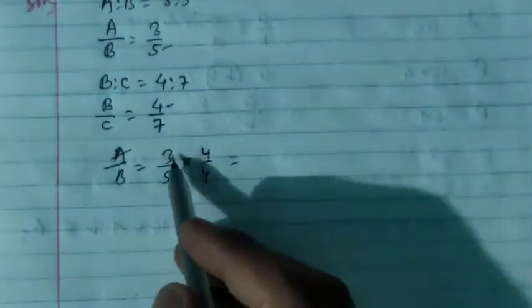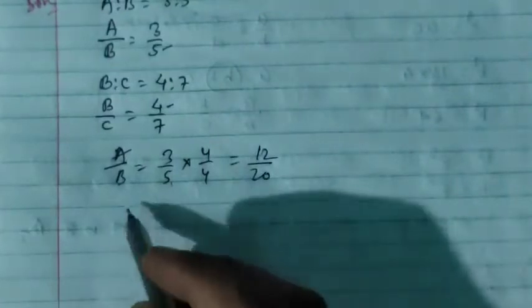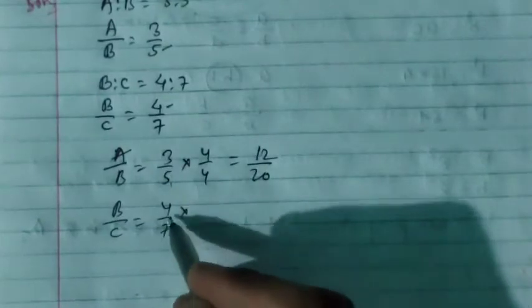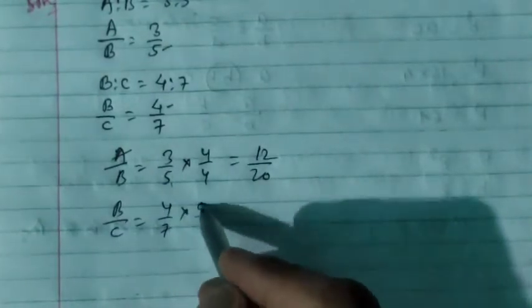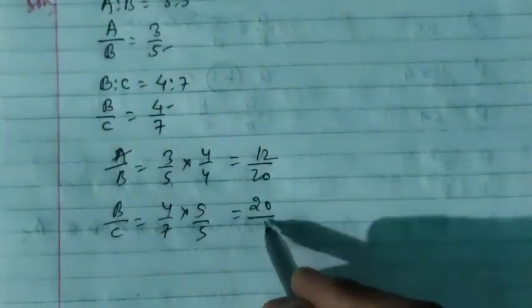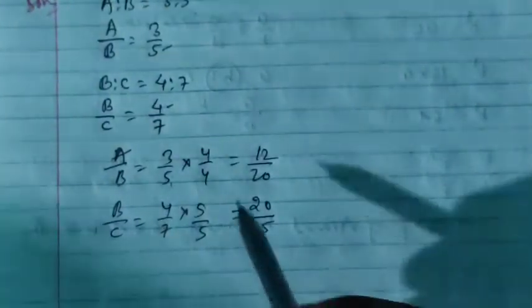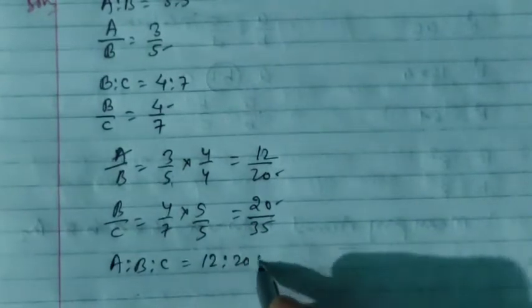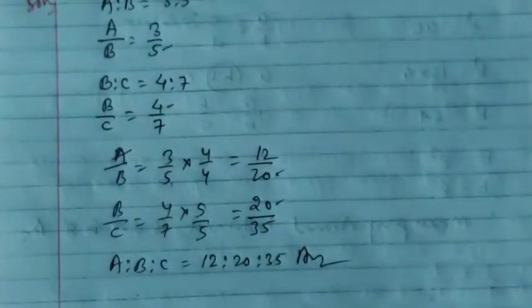Now we can write A by B is equal to 3 by 5. Here we will multiply by the value of the other B, that is 4, with numerator and denominator both. 3 fours are 12, 5 fours are 20. Now in B by C, the value of B by C is 4 by 7. Now we will multiply by the value of the other B, that was 5. 5 by 5, 4 fives are 20, 7 fives are 35. Now we can see the value of B is the same. Then we can write A ratio B ratio C is equal to 12 ratio 20 ratio 35. This will be your answer.